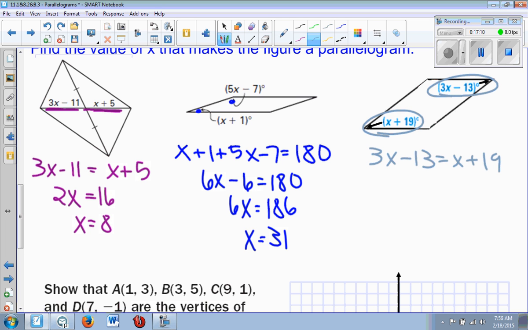So the problem is asking you to find x so that the figure is a parallelogram, which means that property has to be true. So a couple of things here. Let's subtract x to get 2x. Let's add 13, we'll get 32. And if we divide, we get 16.